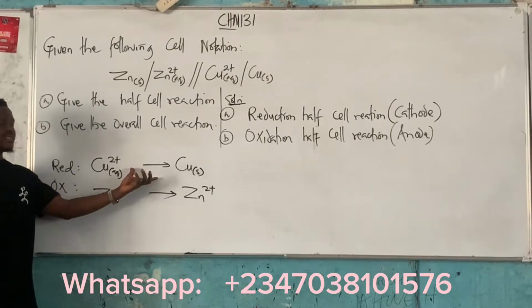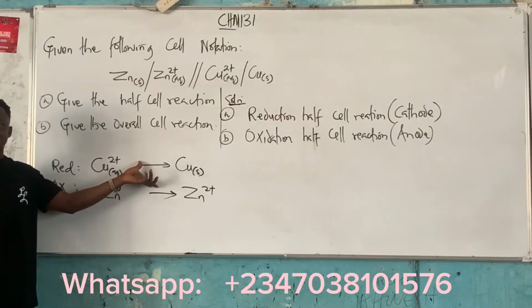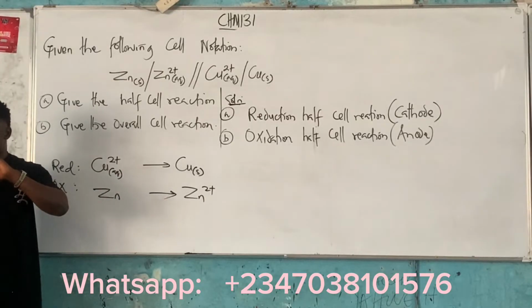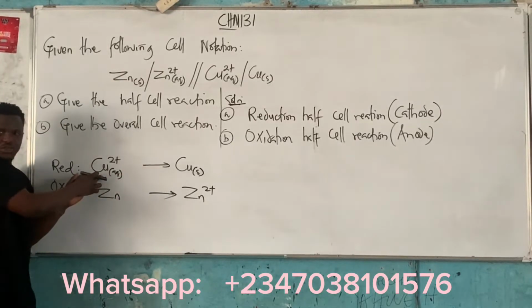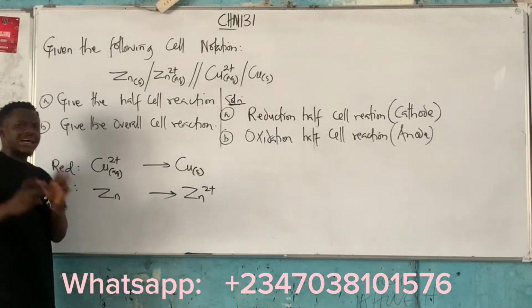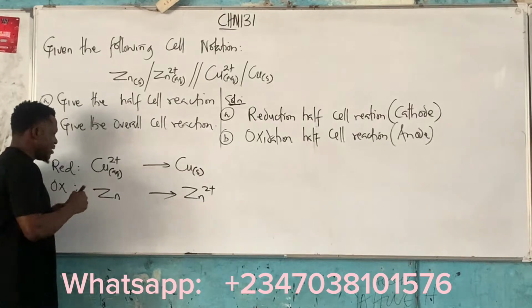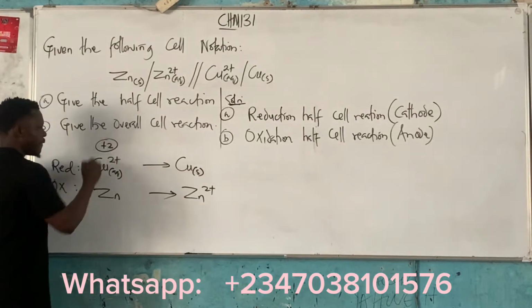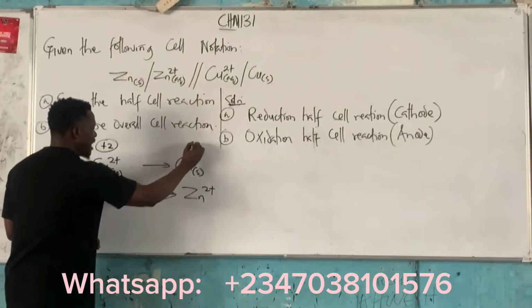But we are not done. You have to balance this in terms of atoms and also in terms of charge. In terms of atoms, this is balanced already. Copper is 1, copper is also 1, right? If you look at the charge, the left hand side is having what? Plus 2. The right hand side is having what?